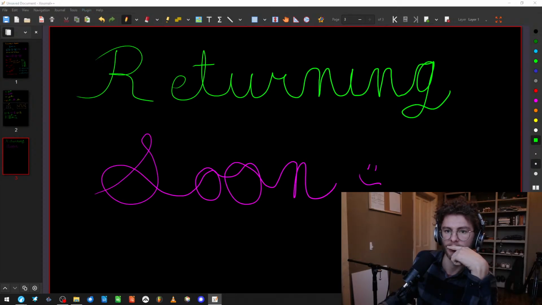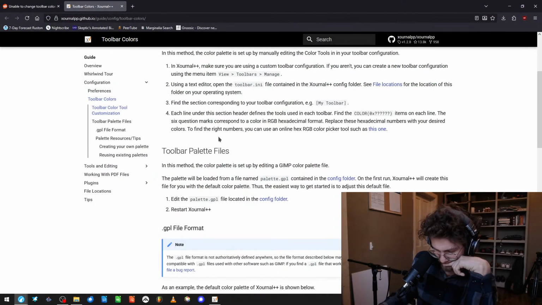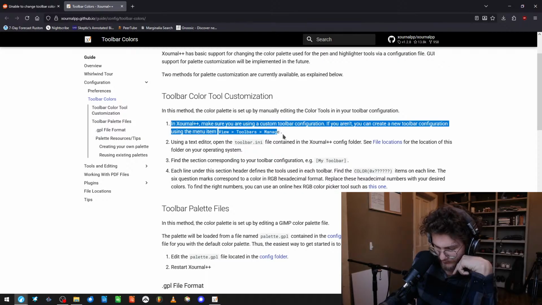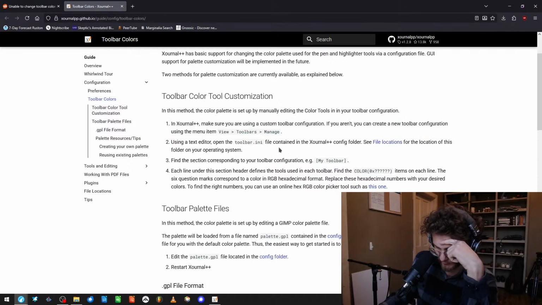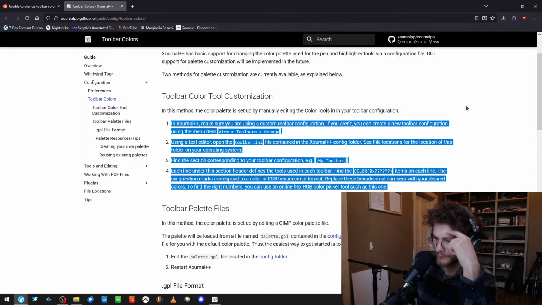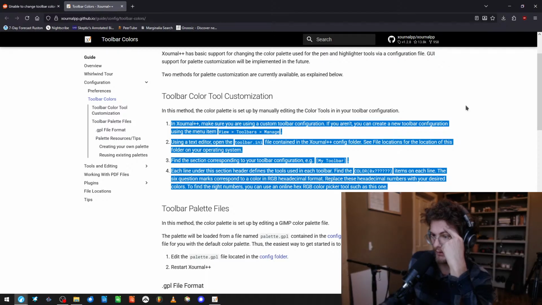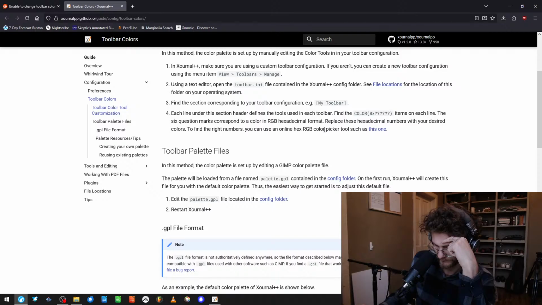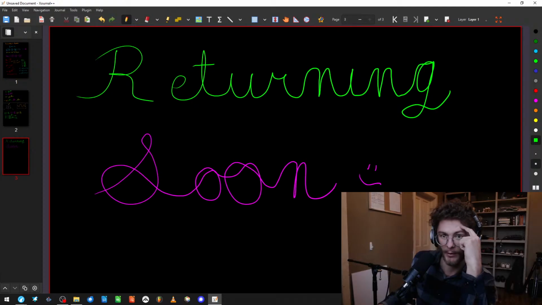Okay, let's keep looking around online. Color tool, okay, color toolbars managed using a text editor to open the toolbar.ini file. That's the problem. File locations and the section corresponding to toolbar configuration. I do not like that you have to edit a config file to do this. That's not good. That is not good at all.